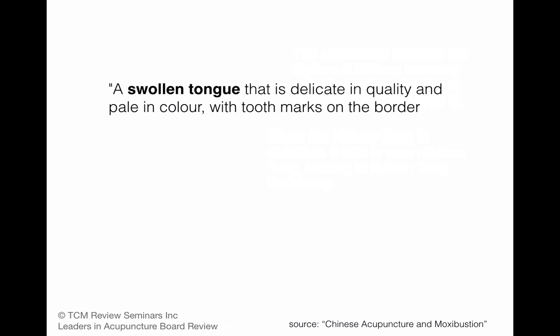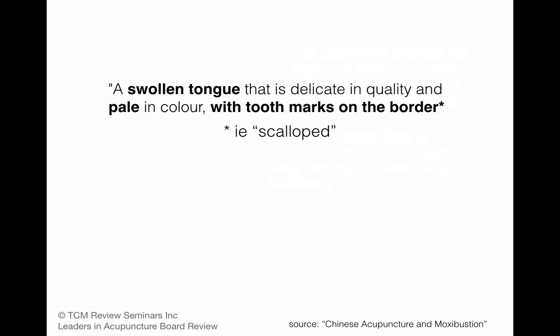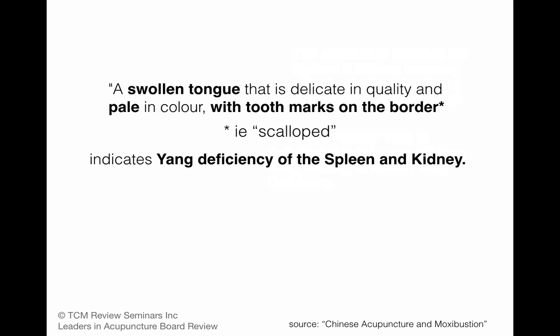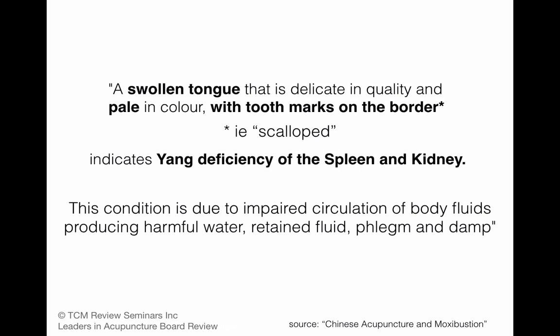A swollen tongue, therefore, that is delicate in quality and pale in color, with tooth marks on the border, remembering that tooth marks is another way to say scalloped, indicates yang deficiency of the spleen and kidney. This condition is due to impaired circulation of body fluids, producing harmful water, retained fluid, phlegm, and damp. So when there's a deficiency of spleen and kidney yang, there is a tendency for the body to create dampness, and it would be a cold dampness since it's yang deficiency.